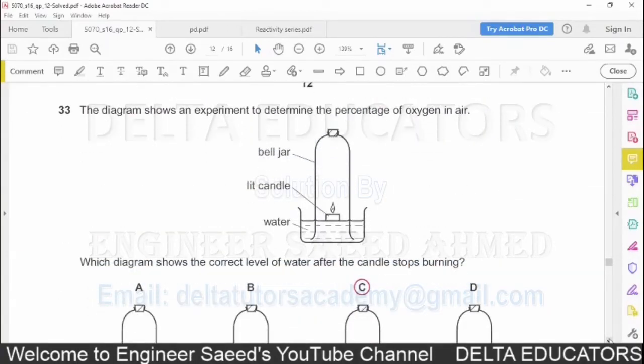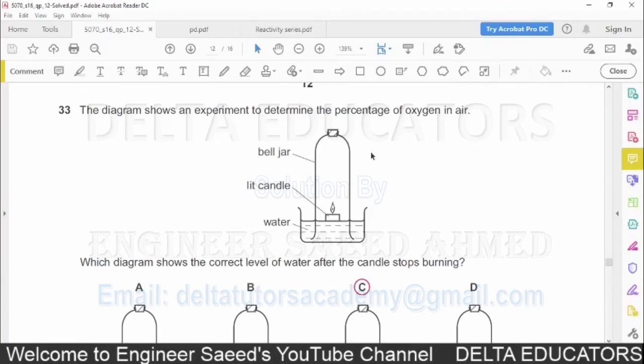Question number 33. The diagram shows an experiment to determine the percentage of oxygen in air. Which diagram shows the correct level of water after the candle stops burning? Here it is a bell jar. It is a candle. The candle is burning. Inside the jar and outside the jar there is air.